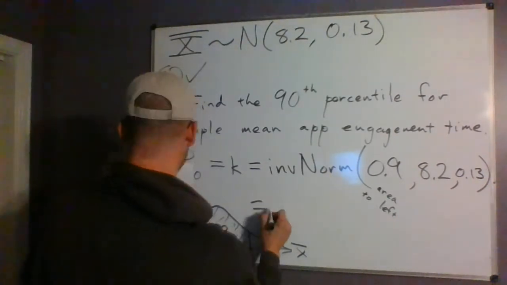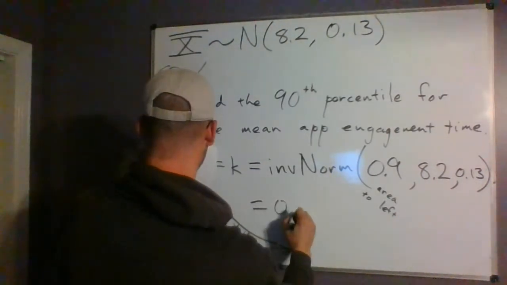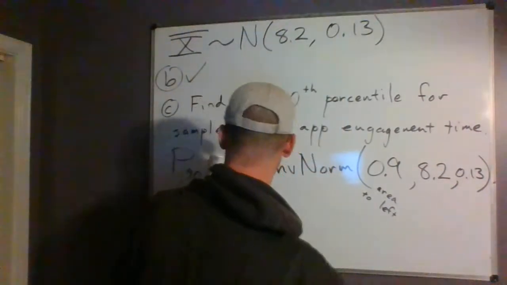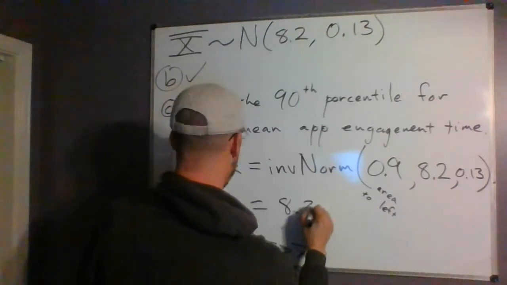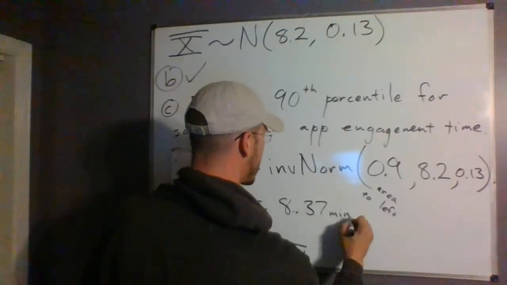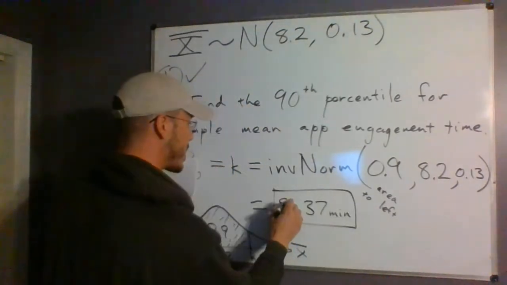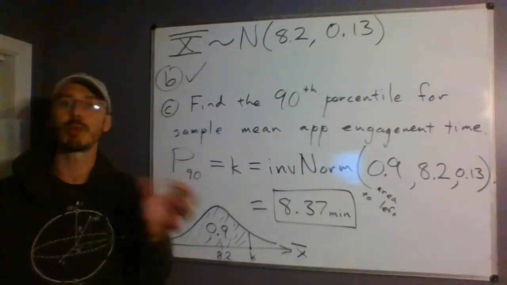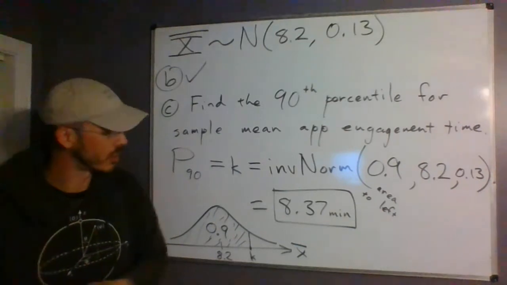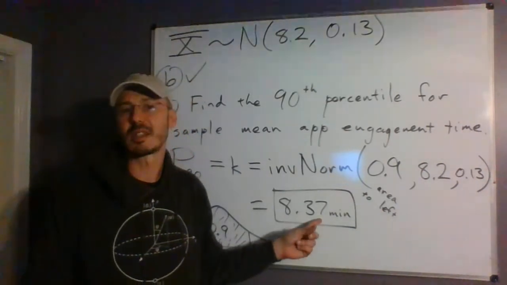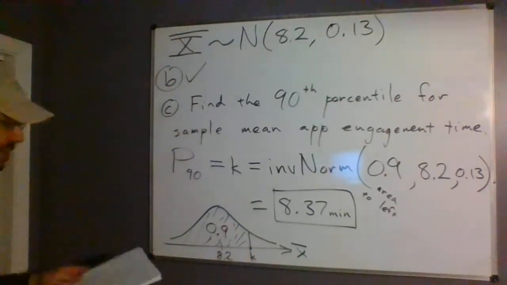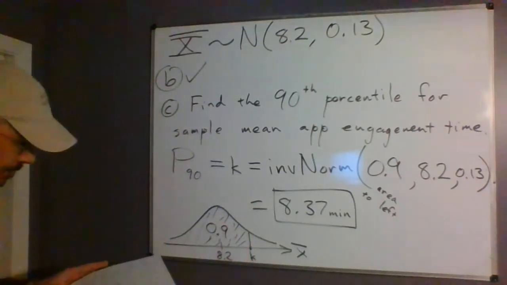That comes out to 8.37 minutes. So that's the answer. What it means is that 90% of the samples that we draw are going to have a mean that's less than or equal to this. That's the 90th percentile, so 90% are less than that. All right.